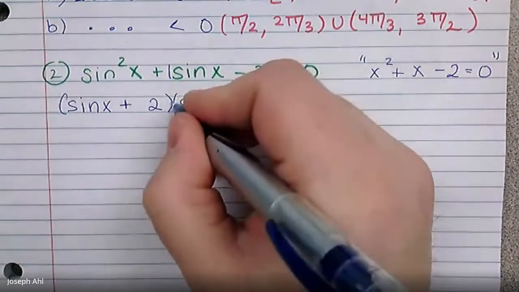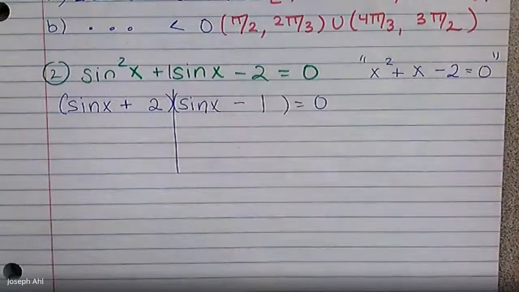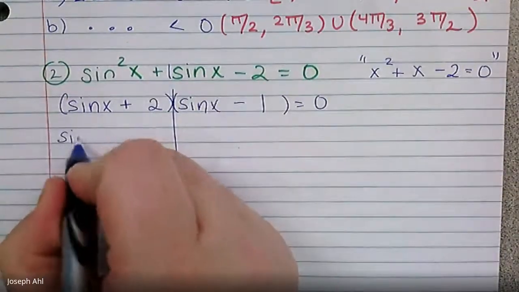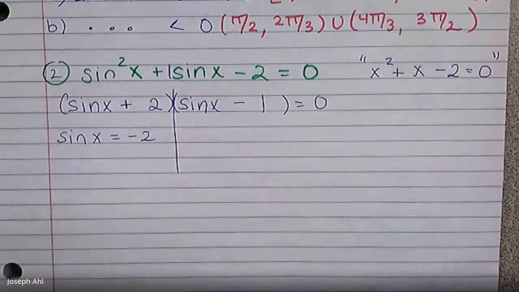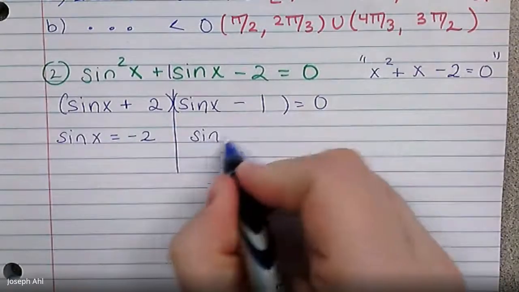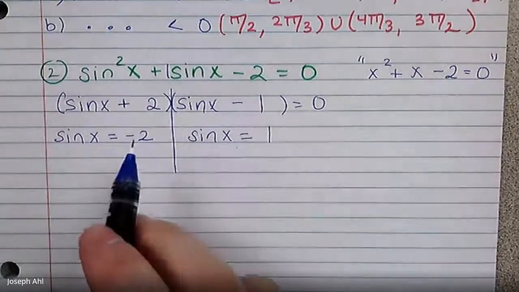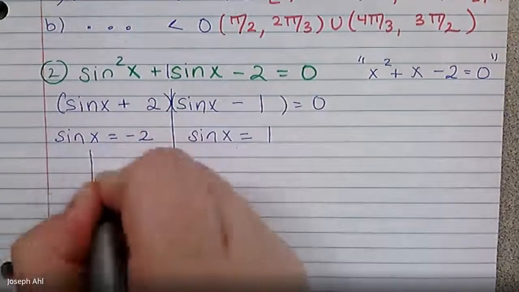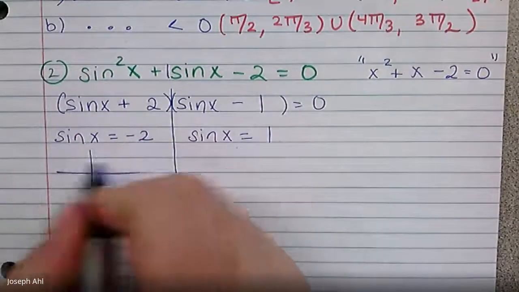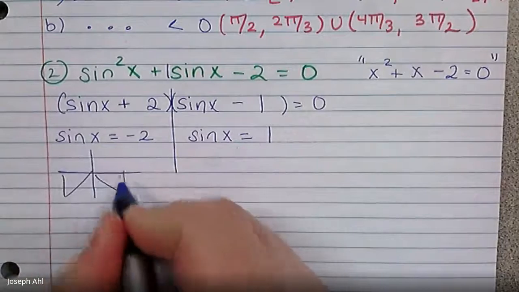Okay, so once I get this factored, then I set each side equal to 0. On this side, we're going to get sine x equals -2. And then on this side, we get sine x equals 1. So I'm going to ask myself, where is sine negative? Well, sine is negative in all-star trig class quadrants 3 and 4.